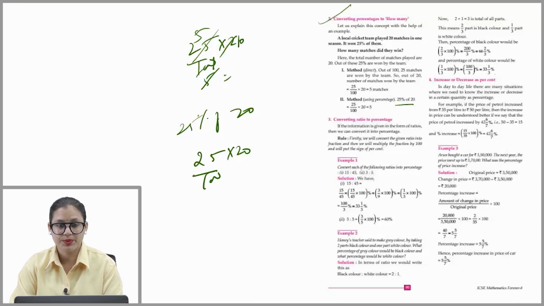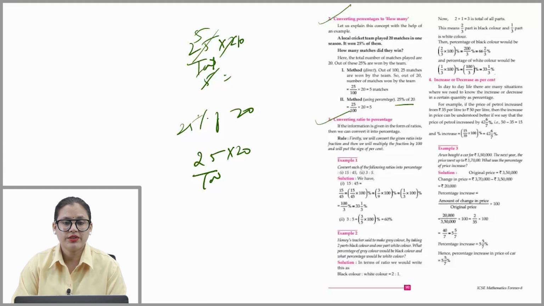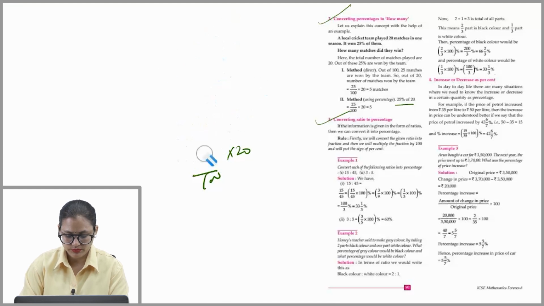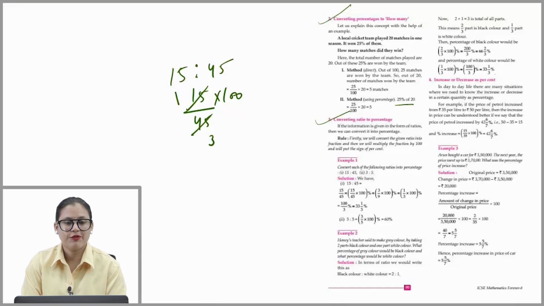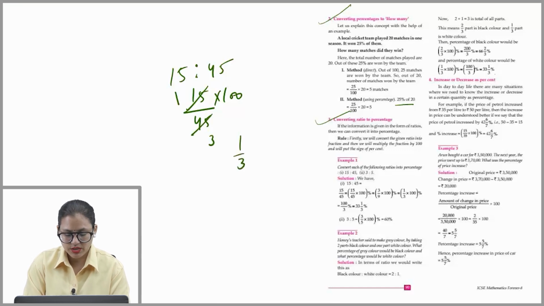Number 3, converting ratio to percentage. If the information is given in the form of ratios, then we can convert it into percentage. Rule: firstly, we will convert the given ratio into a fraction, and then we will multiply the fraction by 100 and put the sign of percent. Example, we have to convert each of the following ratios into percentage. 15 is to 45. So first we will convert into a fraction and multiply by 100. 15 ones are 15, 15 threes are 45. So 1 by 3, and don't forget to put the sign of percentage. So from here you will get 33 1 by 3%.